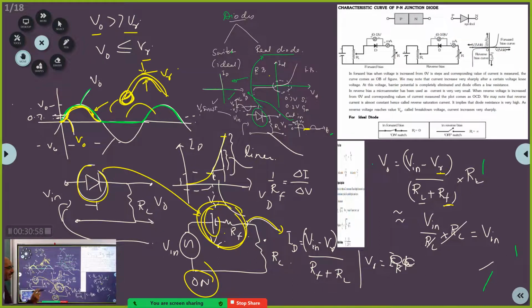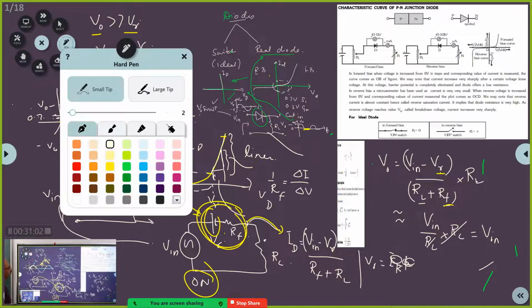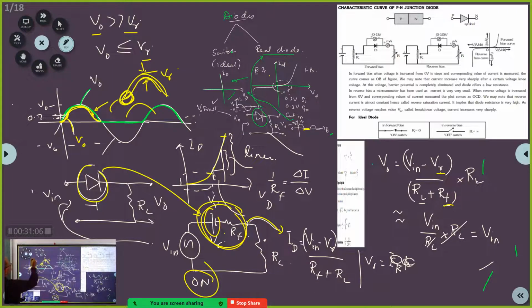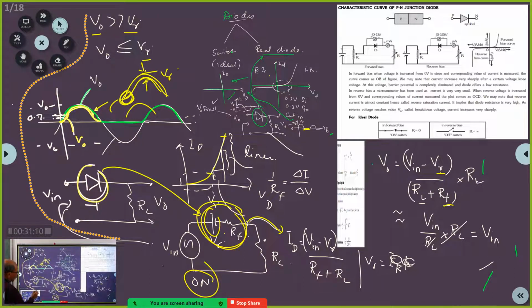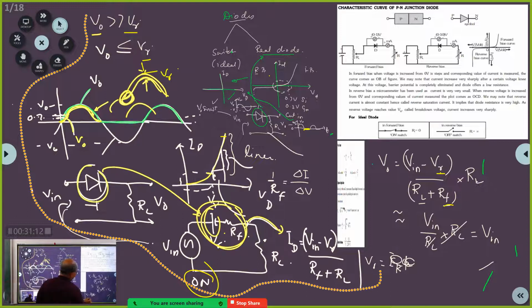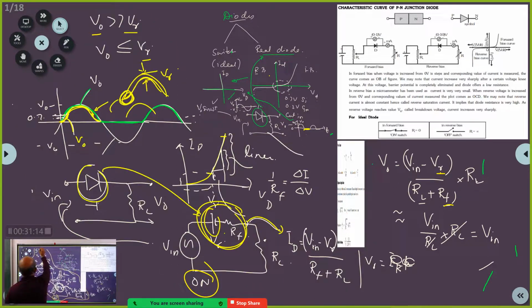Ideal, real. For the ideal diode, it will be an open circuit, sir. Excellent.